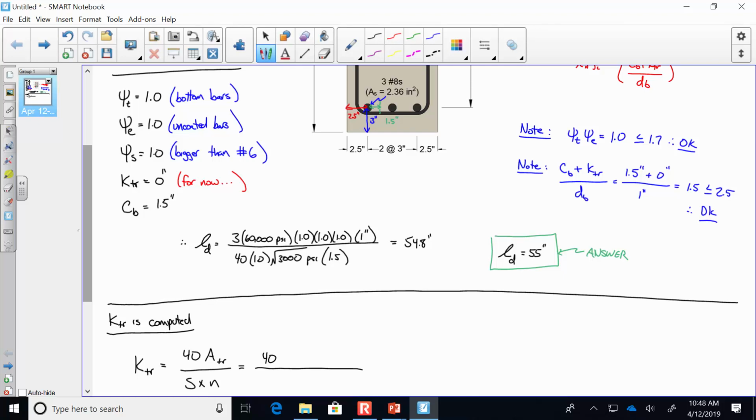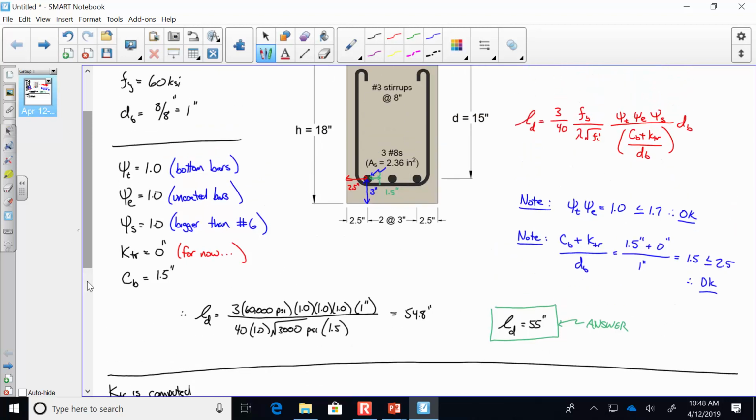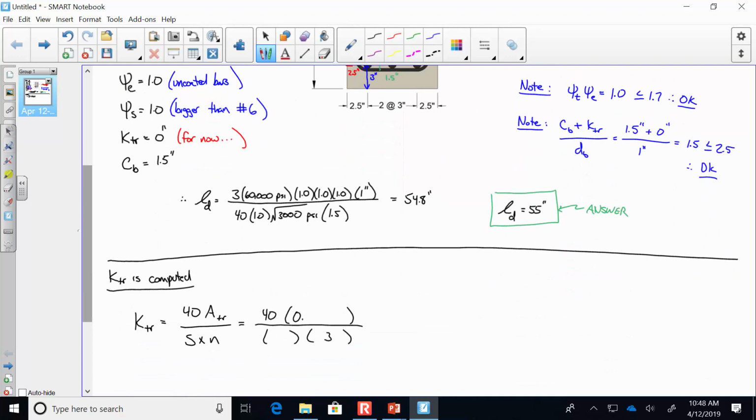So 40, 3. The other two parameters are also just as easy. This ATR and this S are related to your transverse reinforcement. And if we're talking about a beam, the transverse reinforcement is the stirrups. So let's go back to our exam on Wednesday. If I have number 3 U-shaped stirrups, what's the area in shear? 0.22, right? And what's the stirrup spacing? 8 inches. So this is 0.22 square inches, and this is 8 inches.